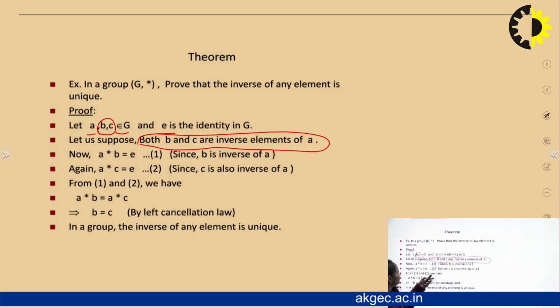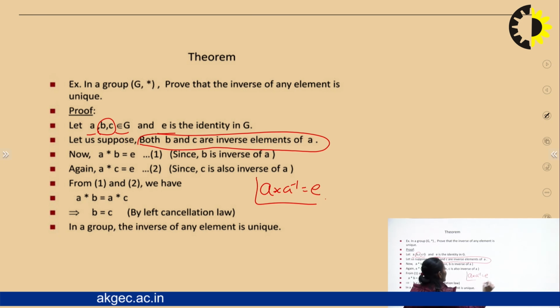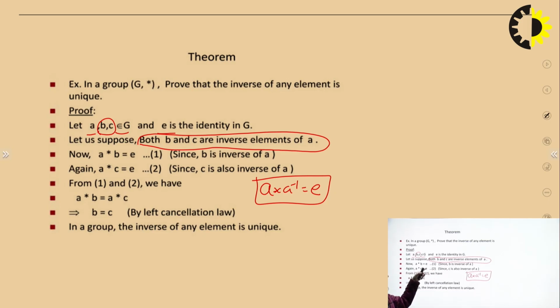So if B is the inverse of A, as we know the property of inverse, A into A inverse is equal to the identity element. So here the inverse of A is B, so A into B is equal to the identity element. This is equation number 1. If C is the inverse of A, then A into C is again equal to E. So from equations 1 and 2, A into B is equal to E.